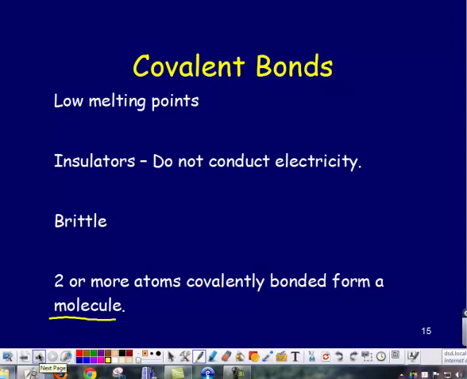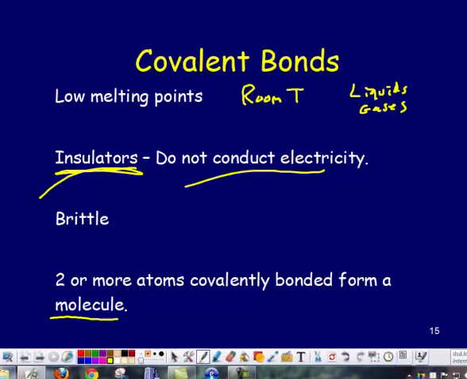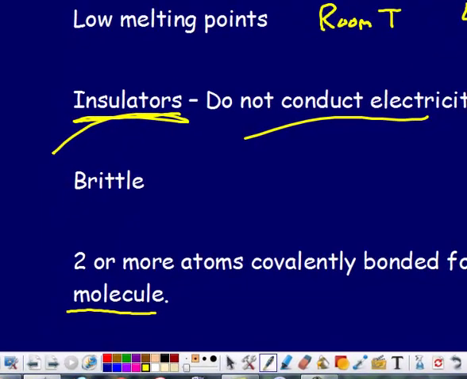Covalent bonds tend to have low melting points. In fact, at room temperature, many of them are liquids or gases. They don't conduct electricity. So the definition of something that does not conduct electricity is an insulator. They tend to be brittle, not crystalline and hard. And there's that molecule is just a definition. If you have two or more covalently bonded atoms, we do call it a molecule, and we know that one.